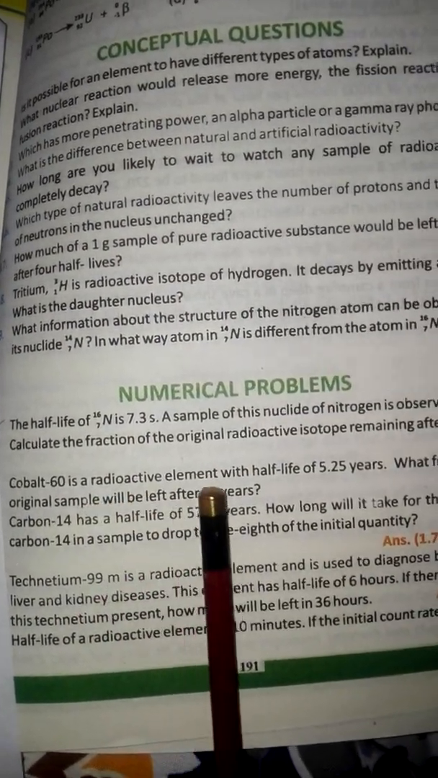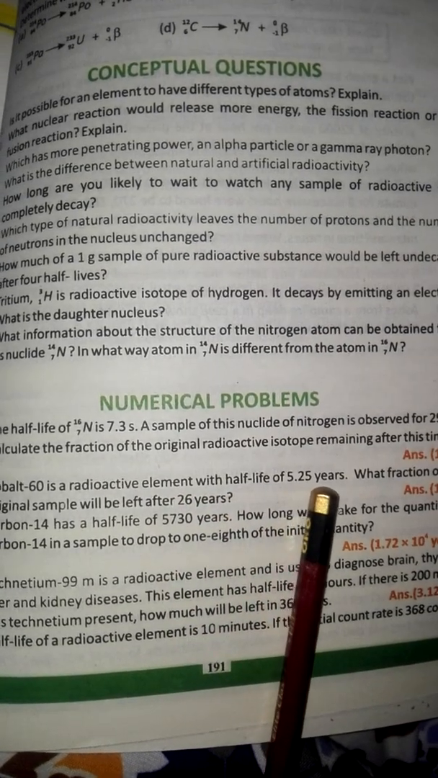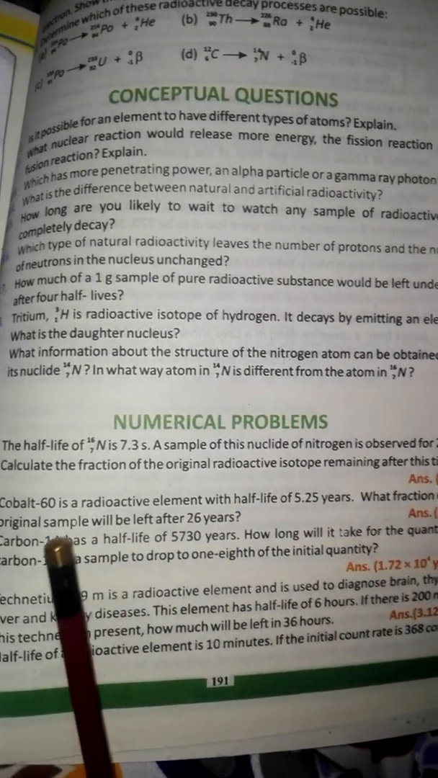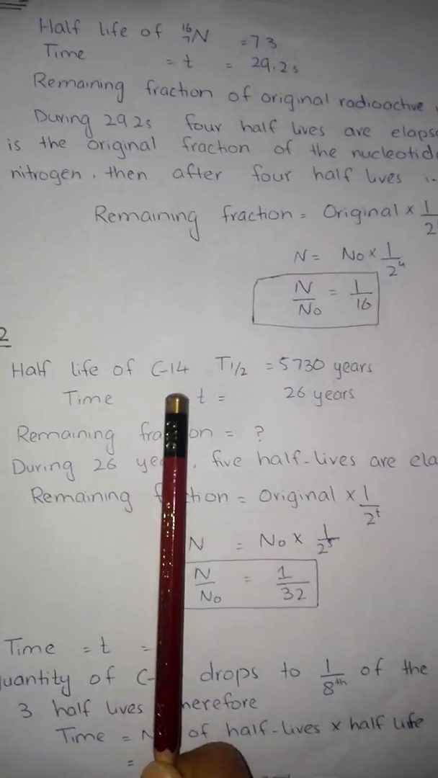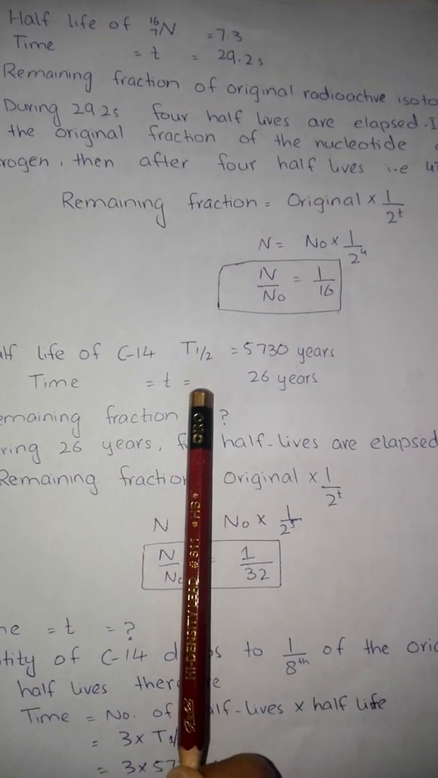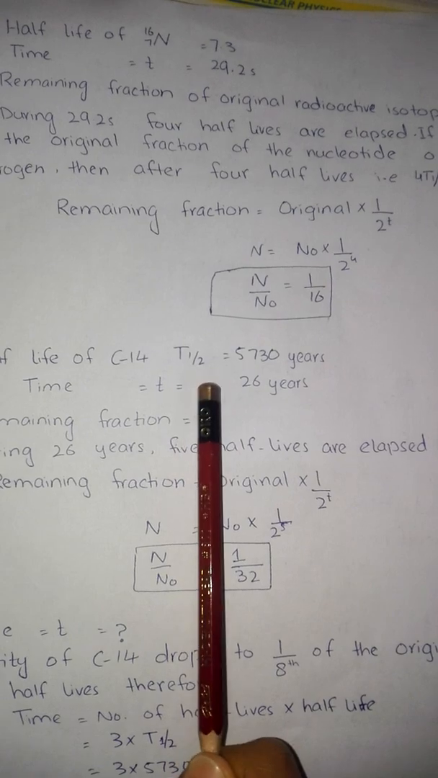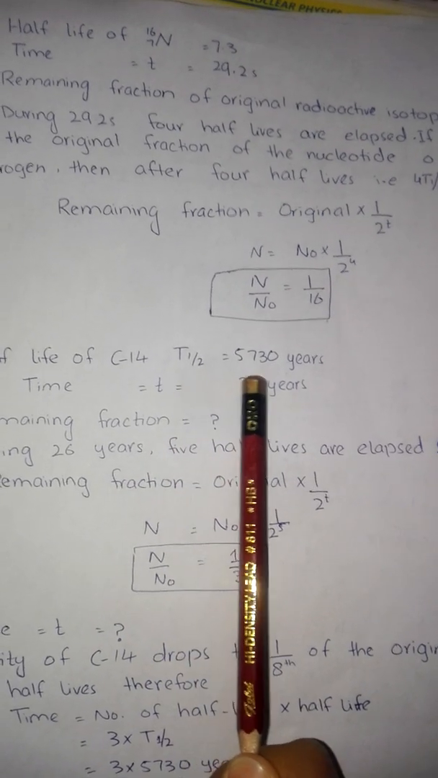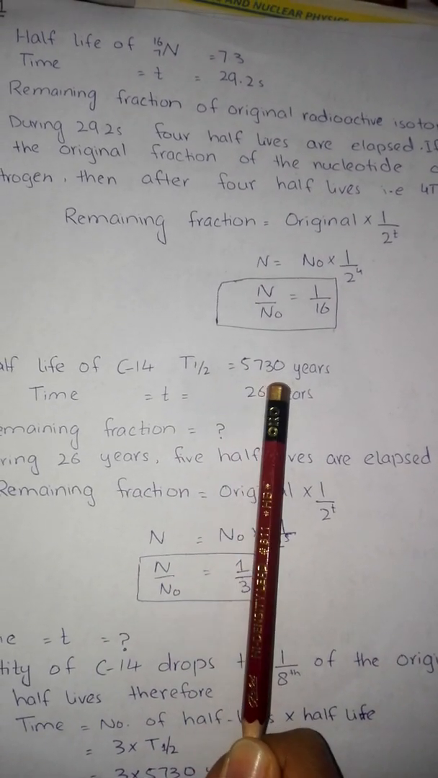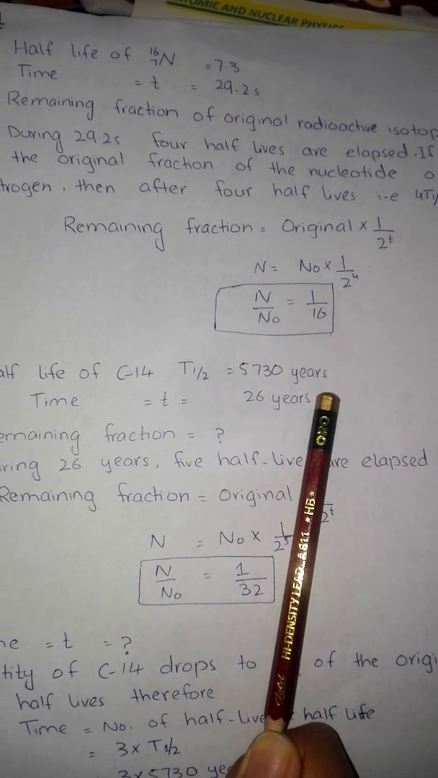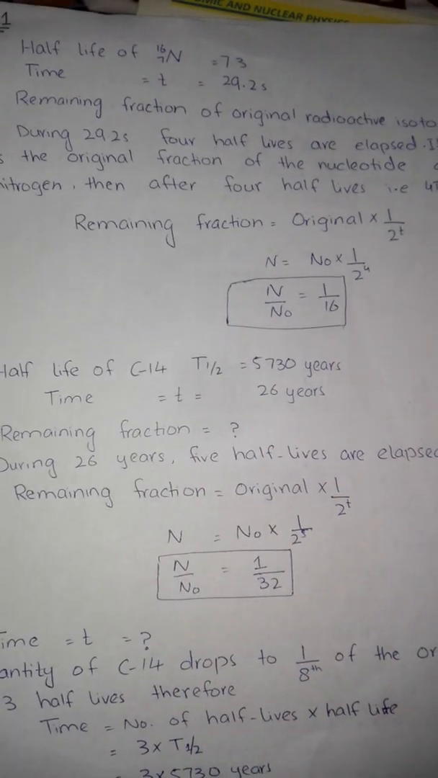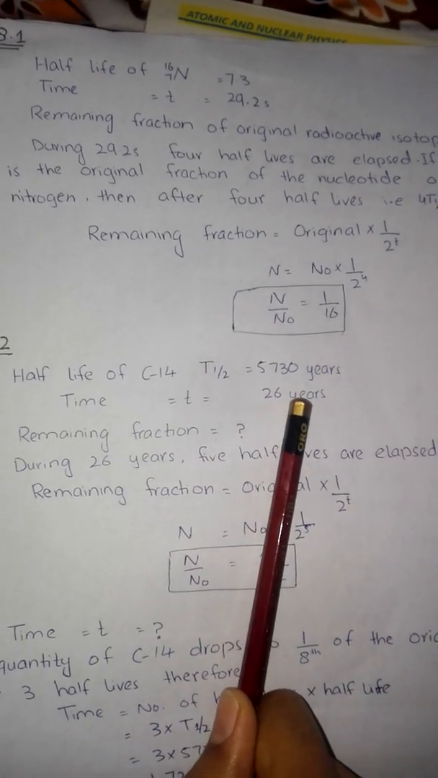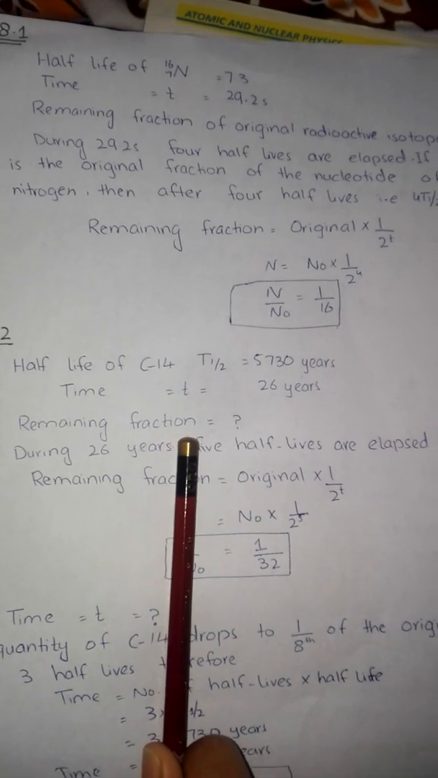Here, after this we have next numerical. Cobalt 60 is a radioactive element with a half-life of 5.25 years. What fraction of the original sample will be left after 26 years? So half-life of cobalt they have given, we will write it in this way, that t1/2 half-life, this is 5.25 years. Then time, that is the 26 years, and remaining fraction we have to find.